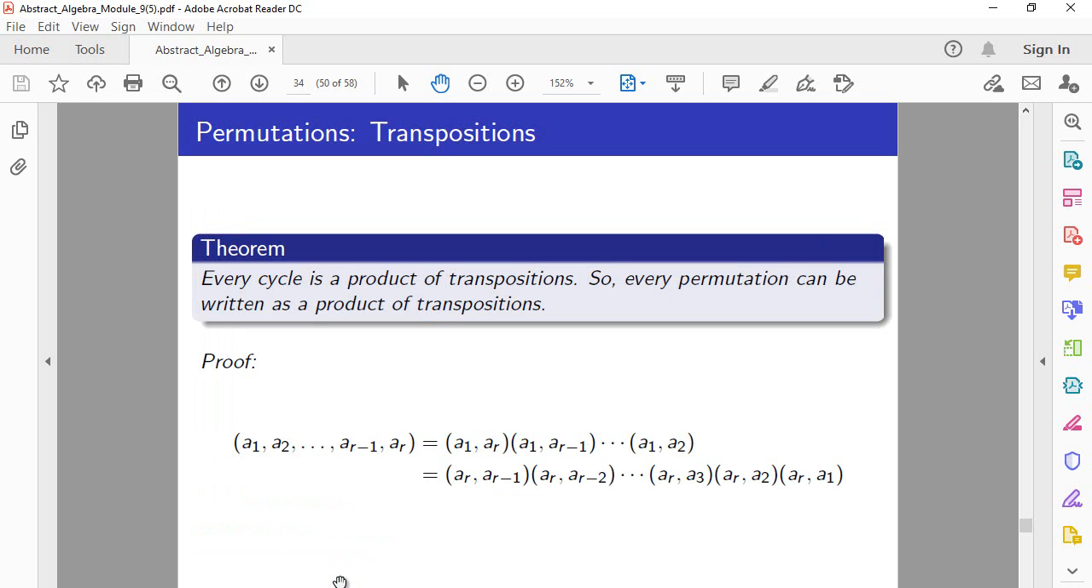Every cycle can be expressed as a product of transpositions, so every permutation can be written as a product of transpositions. Like I said, if I have A1, A2, dot dot dot AR minus 1, AR, that's a cycle. Then I can express that as a product of transpositions, A1 AR, A1 AR minus 1, dot dot dot A1 A2. We can also express it as AR AR minus 1, AR AR minus 2, dot dot dot AR A2, AR A1.